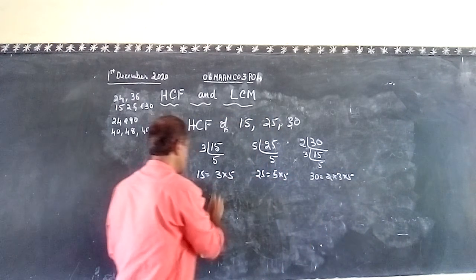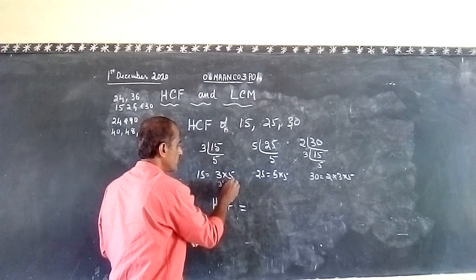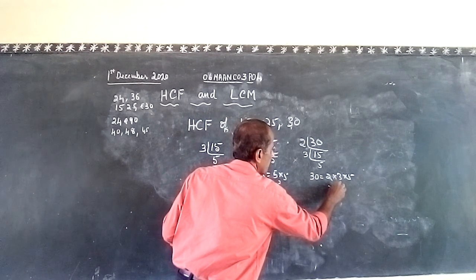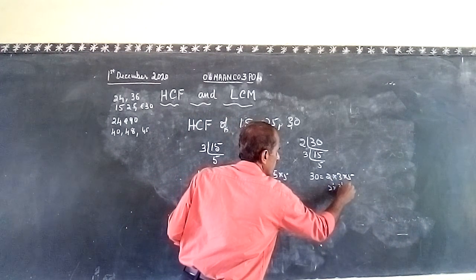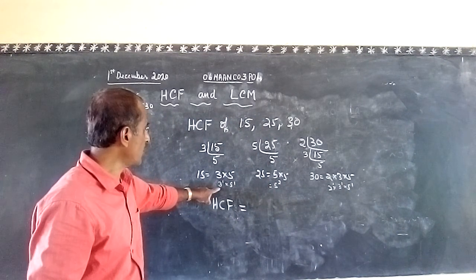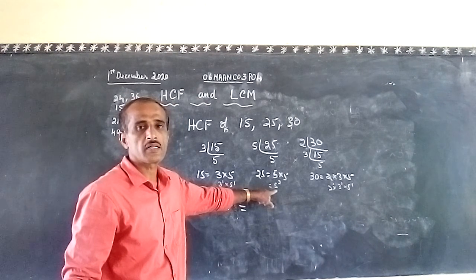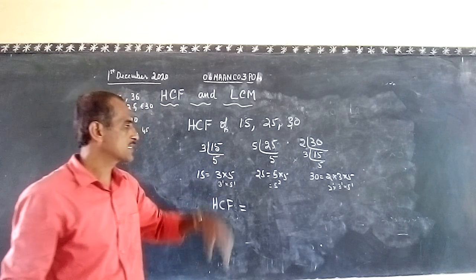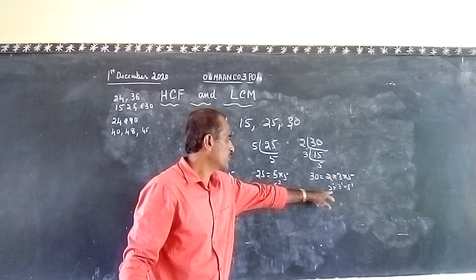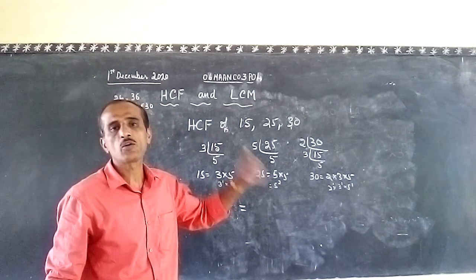So what is the HCF here? HCF means here 15 is 3 to the power 1 into 5 to the power 1, here 5 to the power 2 only, and here 2 to the power 1 into 3 to the power 1 into 5 to the power 1. Least powers of the common factor you have to take. Whether 3 is common: 3 is not present in 25, therefore you can't take this 3. Whether 2 is possible: 2 is present here, but 2 is not present here and here. So you can't take that 2 also.